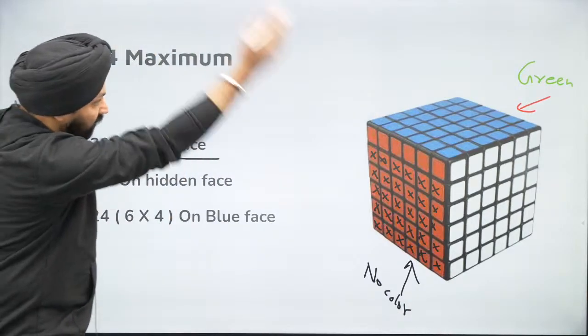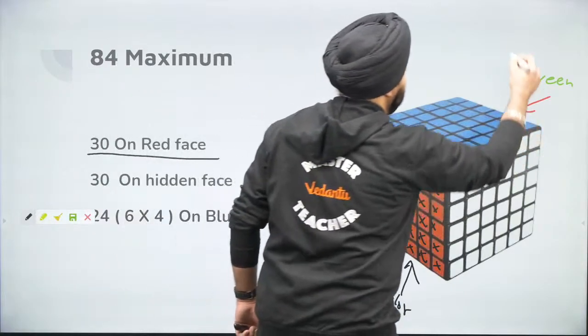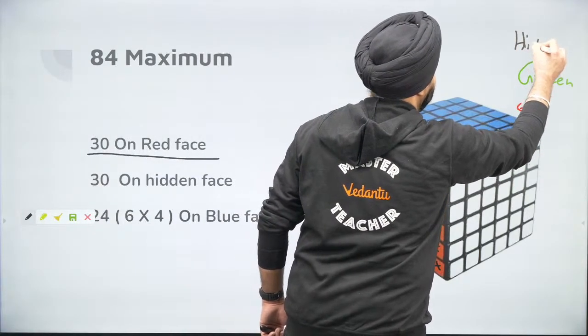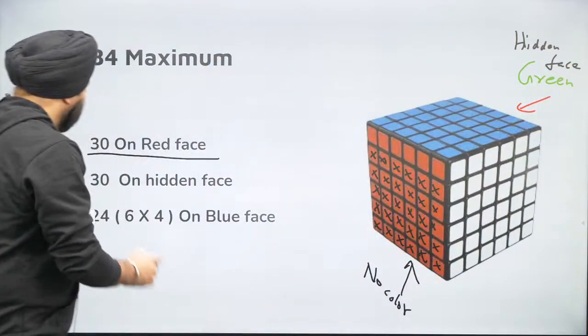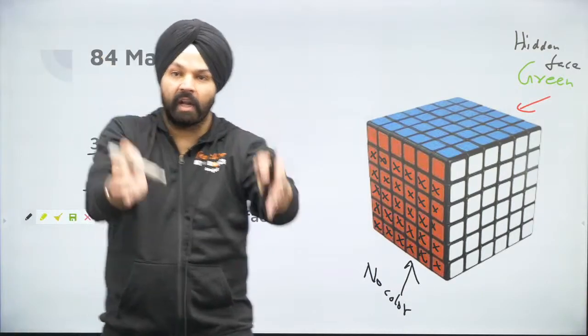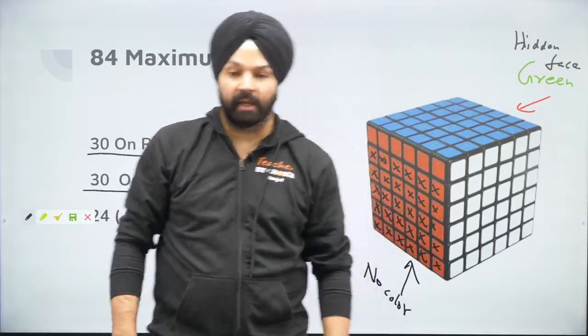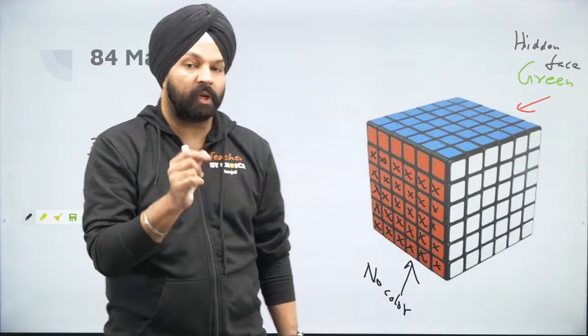Similarly, if you talk of the other face, green, that is the hidden face. This is the hidden face, not visible. Hidden face green. Again, it will be contributing 30. So both parallel faces will contribute 30 each. Now we need to move on to the third face, which is on the top, which is blue in color.